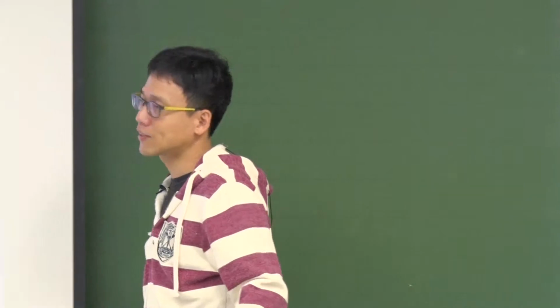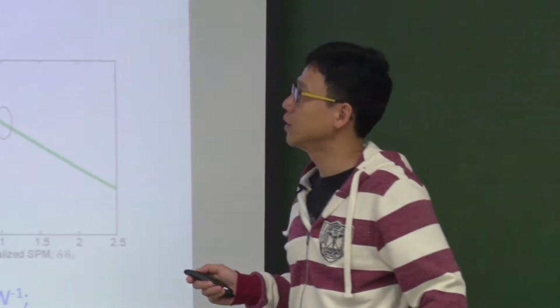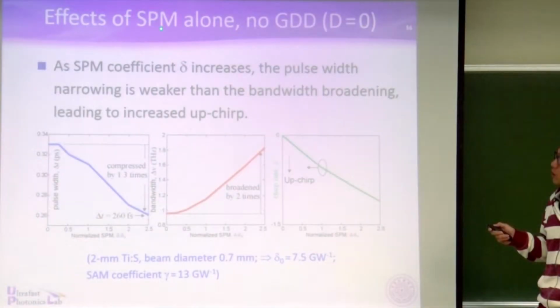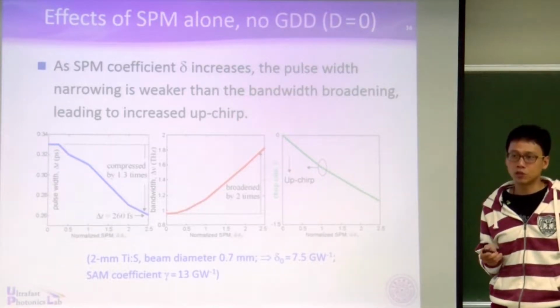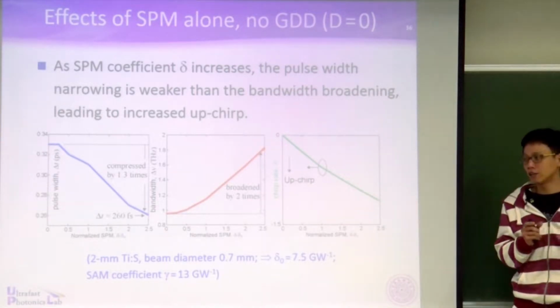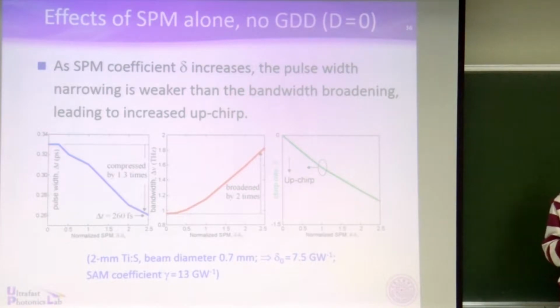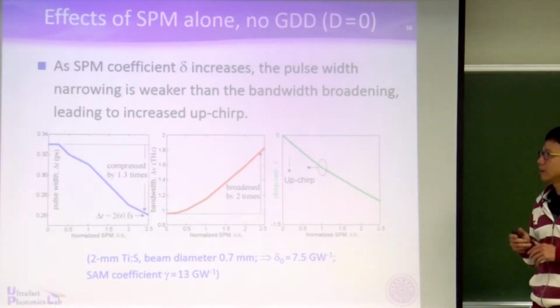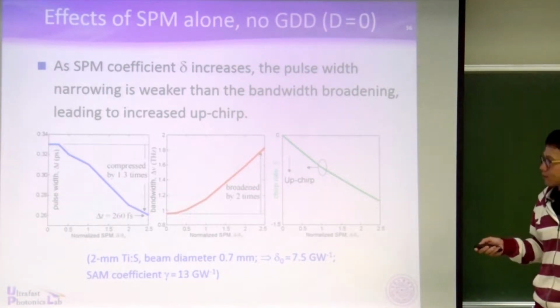In the second slide, I try to analyze the effects of self phase modulation alone, while I assume there is no group delay dispersion. So big D is 0. So only focus on the impacts of self phase modulation. And I did very similar things.